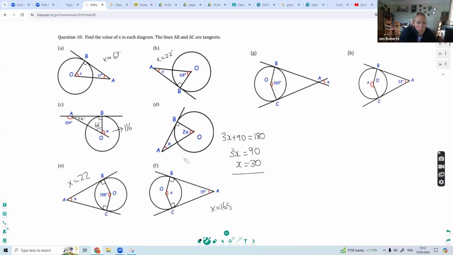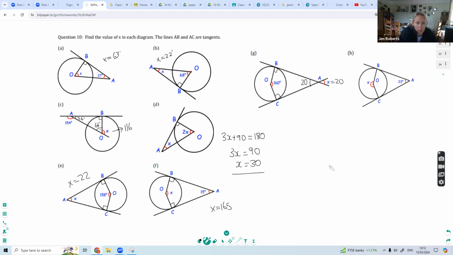Okay, what about this one here? Well, this is 90, this is 90. What's this one? 360, take away 90, take away 90, take away 160, gives you 20. Opposite angles are the same, so x is 20.